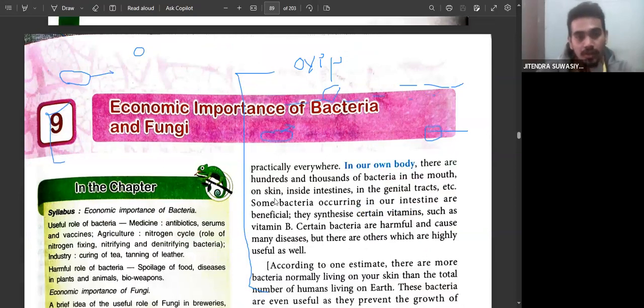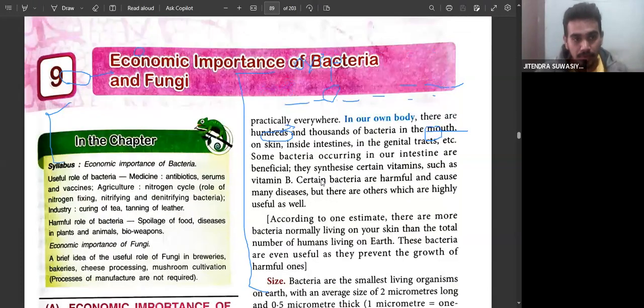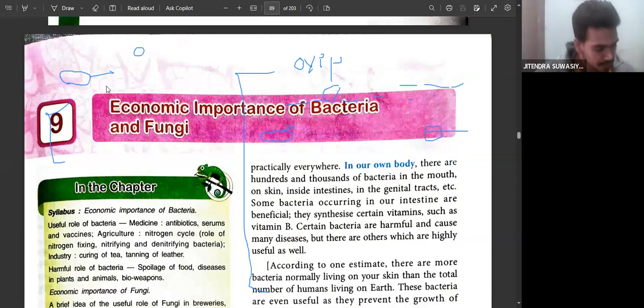So we'll read the next chapter, that is economic importance of bacteria and fungi. Is it completed? Okay. So now we'll deal with the next chapter, that is economic importance of bacteria and fungi.